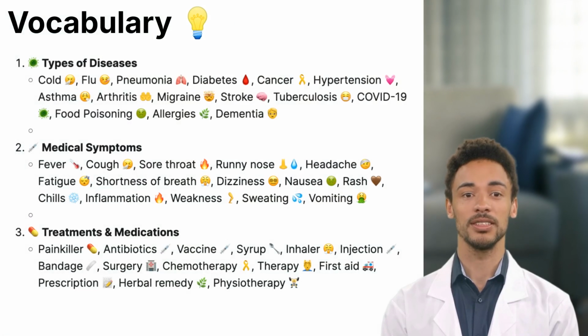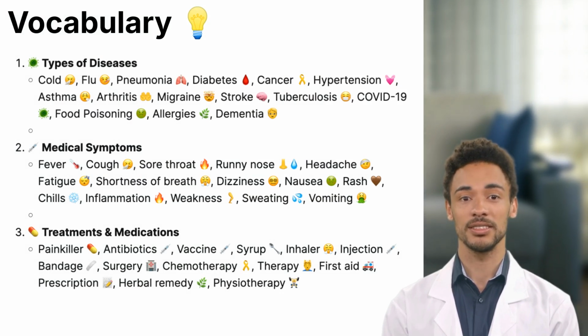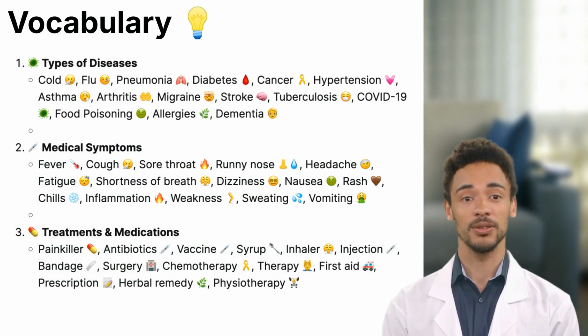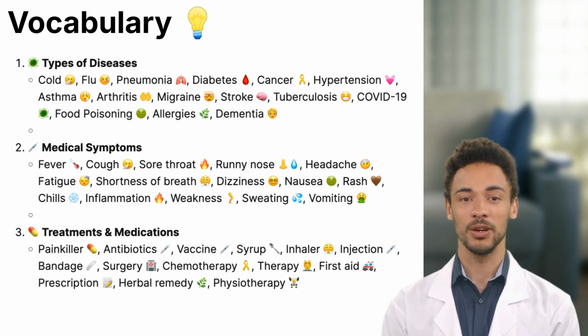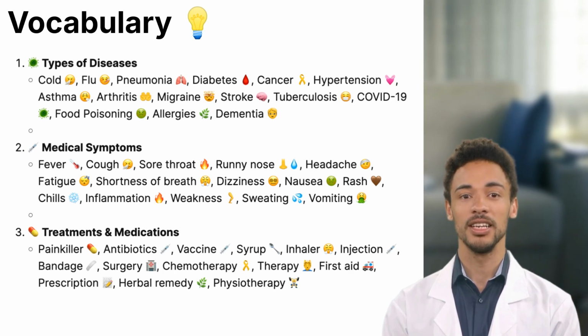Let's go over some essential vocabulary. 1. Types of diseases. Cold, a common viral infection that affects the nose and throat. Flu, a more serious viral infection with fever, chills, and body aches. Pneumonia, a lung infection that causes difficulty breathing. Diabetes, a condition where the body has trouble managing blood sugar levels.